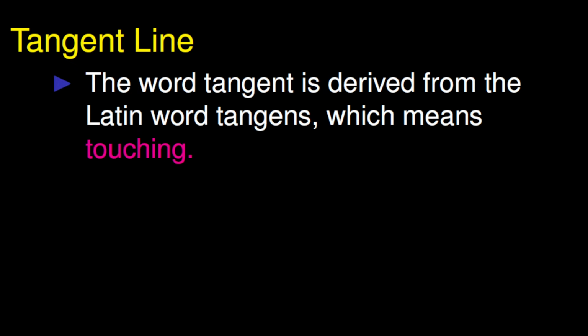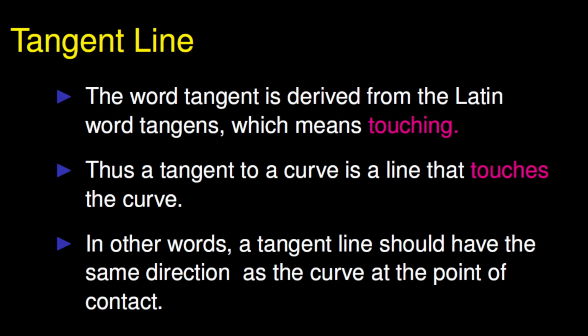First of all, we start by giving the definition of the term tangent. The word tangent is derived from the Latin word tangens, which means touching. Thus a tangent to a curve is a line that touches the curve. In other words, a tangent line should have the same direction as the curve at the point of contact.